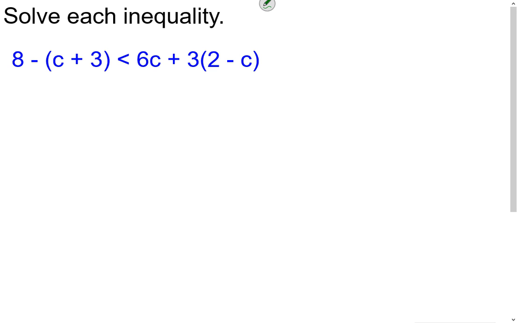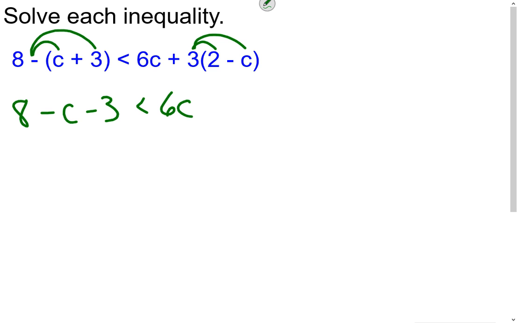Now this is the one that sometimes gets some of us, that negative right there where we're subtracting all of the stuff inside of the parentheses. So when I distribute that, I'm going to start with the 8 because we had that, and then we're going to subtract the c because we distribute to the positive c, and then we're going to subtract 3. It's going to be less than 6c. And again, here I'm going to distribute, so I'm going to add on 6, and I'm going to add on technically a -3c, which would be the same thing as subtracting 3c.